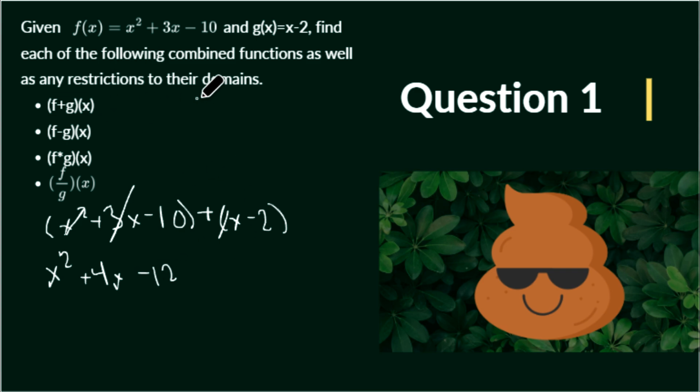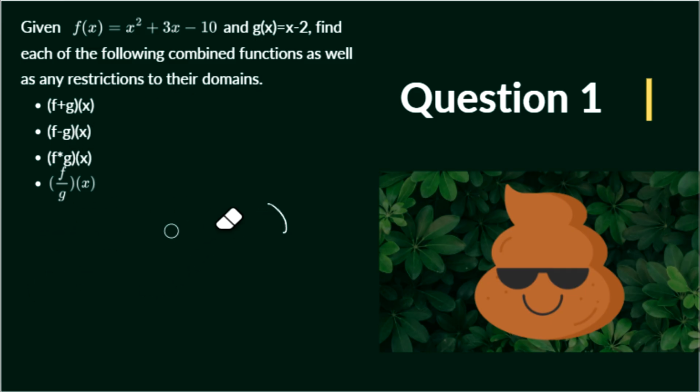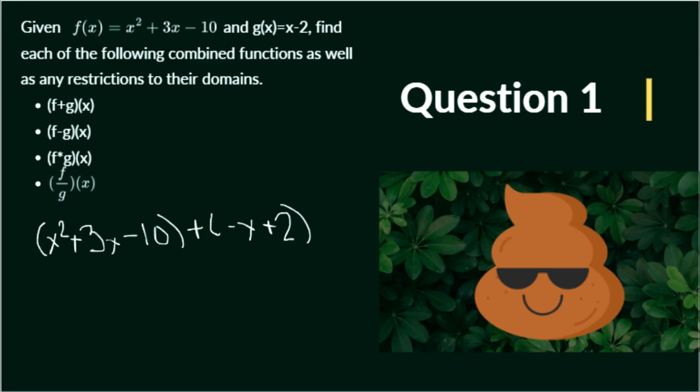And that is going to be all real numbers, right? Okay, let's do the next one. Okay, f minus g of x. So we have x squared plus 3x minus 10. Now remember, because we're subtracting this one, all of the signs are going to get flipped. So I'm going to go ahead and put my plus and then change all these signs. So it becomes a negative x and a positive 2. Okay, now we can just add them together.